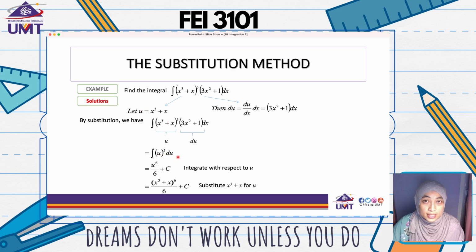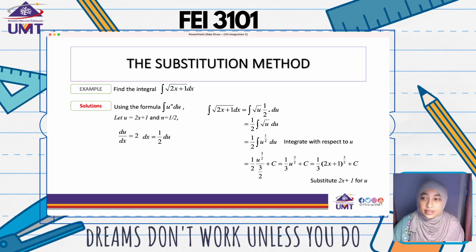So this is simpler for you to complete, or to find a solution. It equals u to the power of 6 over 6 plus c, integrating with respect to u. And then don't forget to substitute u back into the original function.